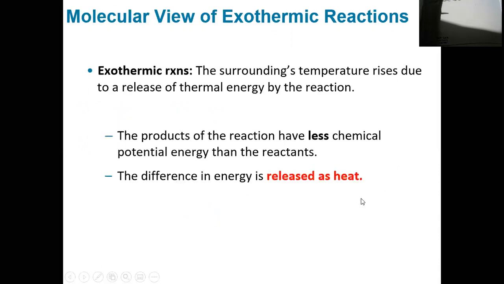The products of that reaction are going to have less chemical energy, less potential energy than the reactants. And because we have to make sure that we're not gaining or losing energy, the difference in potential energy between the reactants and the products gets released as heat. That's an exothermic reaction. Heat is exiting the system.